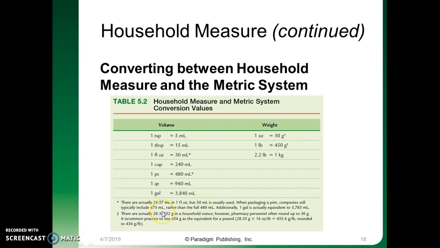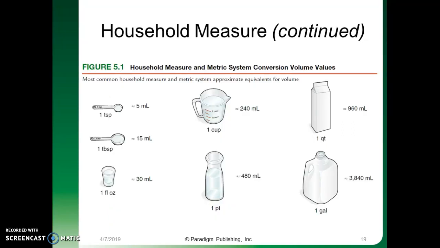The same thing with pints. So 1 pint is actually equal to 473 ml, but we round it up to 480. And that's just basically for us to get a little more of an estimate and not have to worry about decimals. So again, looking at our figure that we went through earlier, 1 teaspoon is equal to 5 ml. Now this is converting household to the metric system and so forth, okay?